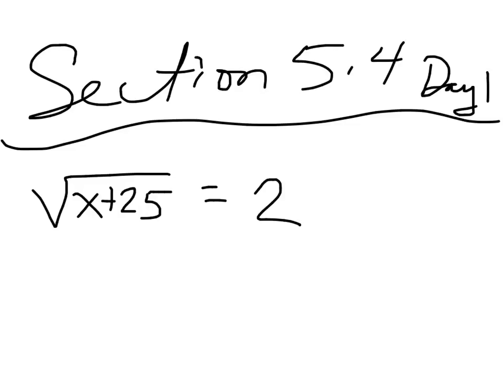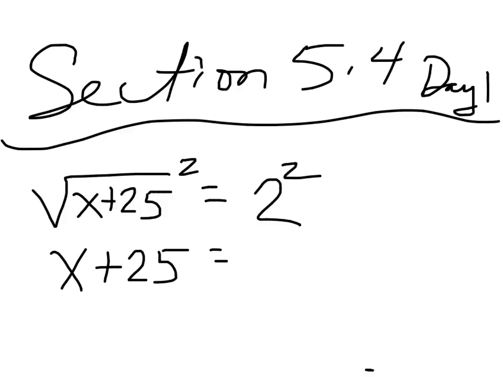So then how do I get rid of the square root? Square. So then you end up squaring both sides, because remember, what you do to one side, you've got to do to the other. So when you square a square root, what do you get? X plus 25. You get the inside. All right. And on the other side, what is 2 squared? 4. Now from here, how do I solve for x? Subtract 25 on both sides.